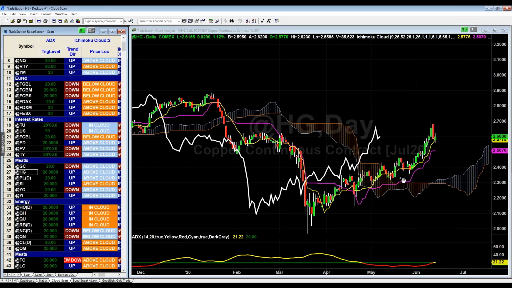Does this make sense, what I'm showing you live on these charts? So right now we would be focusing on the NASDAQ. We would be focused on the 10-year treasury note. We would be focused on copper.